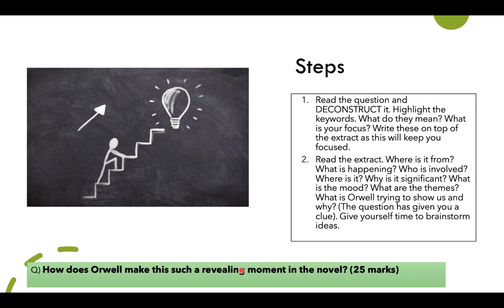So read the extract, think to yourself whereabouts in the novel it's from, really put it in the placement of the novel. Really think about where it is, what section is it from, can you figure out whereabouts in that section it is, what key events have happened before or after, and why is this particular part important to the story, the novel as a whole. So think about why it's significant, where it is, what the mood is, what the themes are, and what Orwell is really trying to show you with that extract and why.